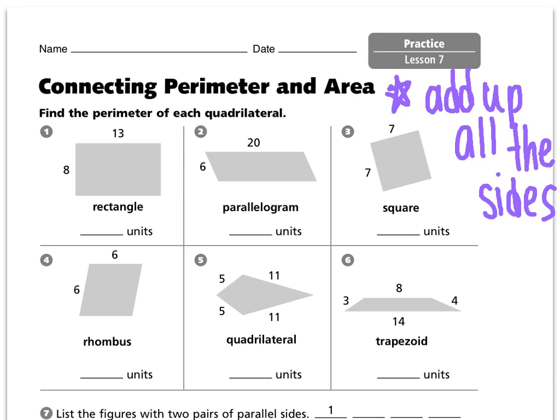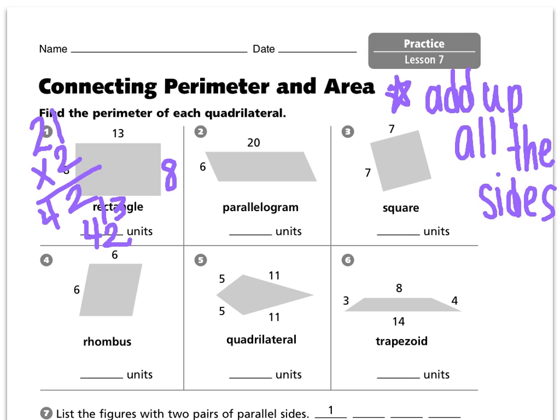So find the perimeter by, when you have number 1, making sure that you put the numbers on the other side. And you can do 8 plus 13 and then double it for one that is similar to this. I know that 8 plus 13 is 21, and then I'm going to multiply it by 2 in order to find out the units. 2 times 1 is 2, 2 times 2 is 4. So I know that for this one it's 42 units.